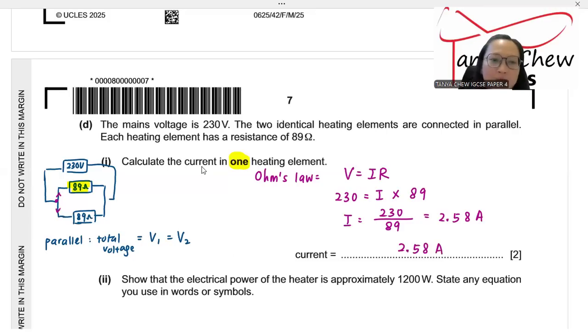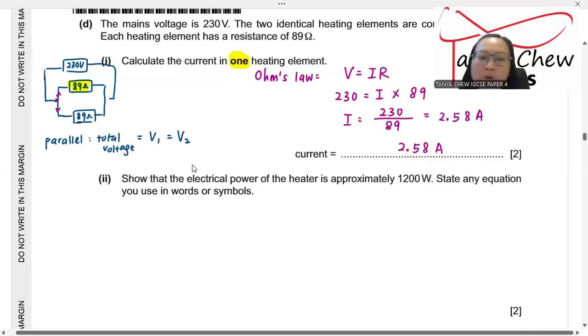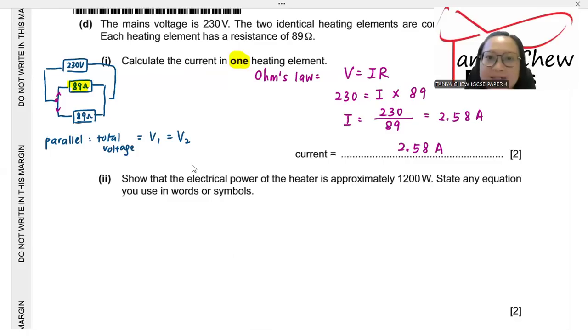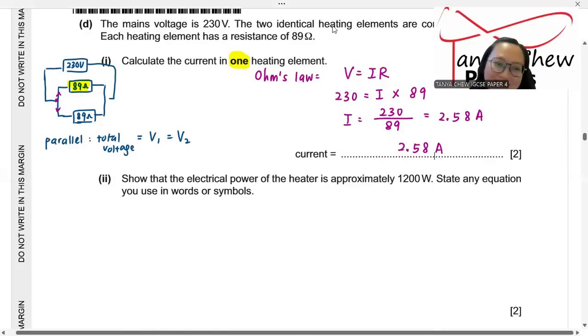Right. Now, the second part: show that the electrical power of the heater is approximately 1,200 watt. State any equation used in words or in symbols. So there are different equations for the power. I am going to show you. Different equations or different formulas will result in the same answer. How about that, right?